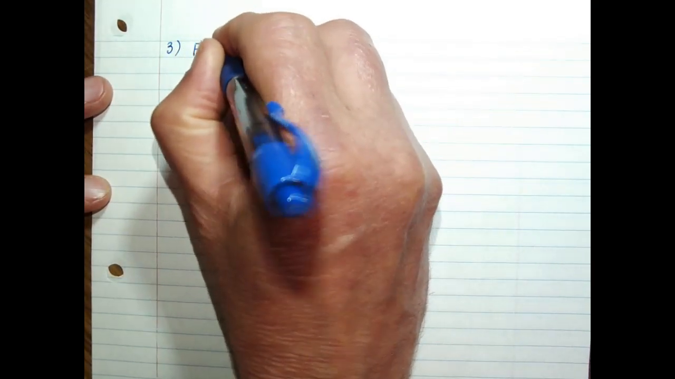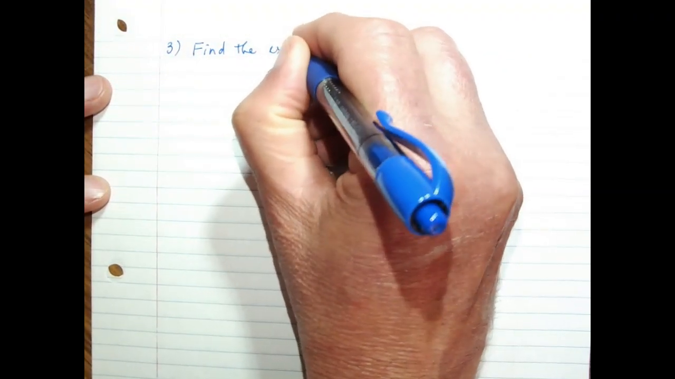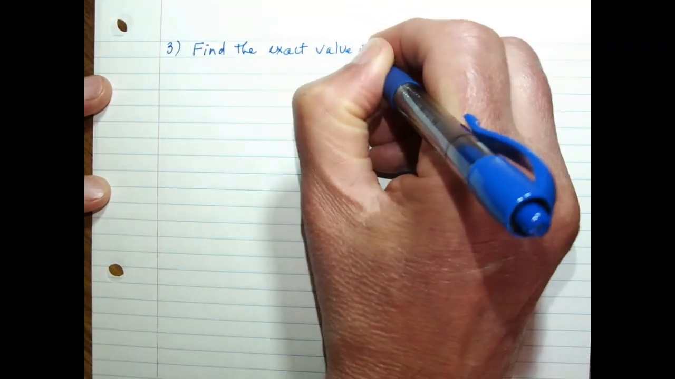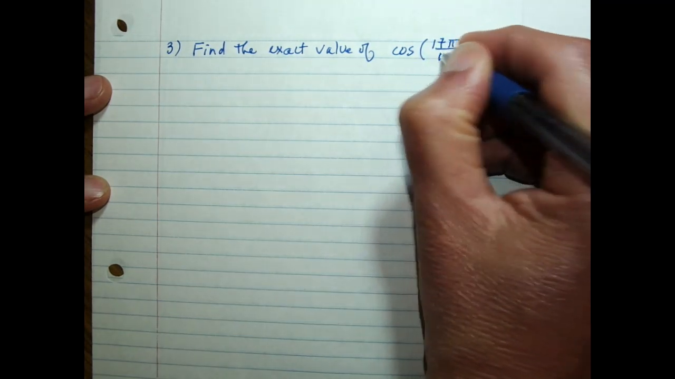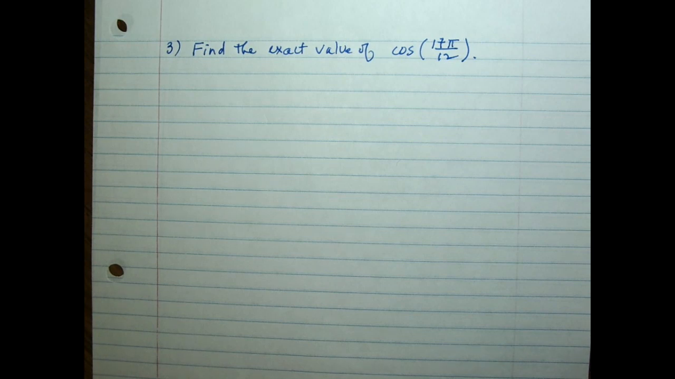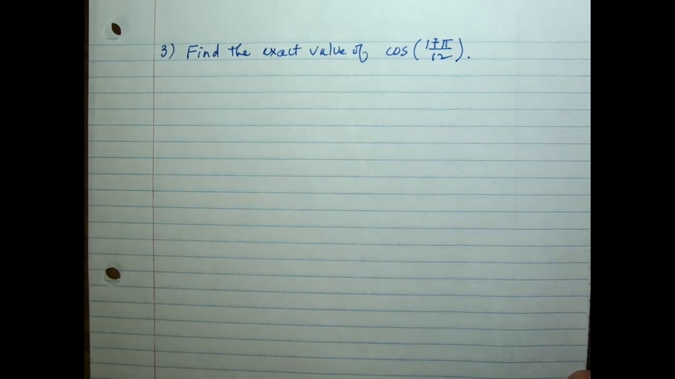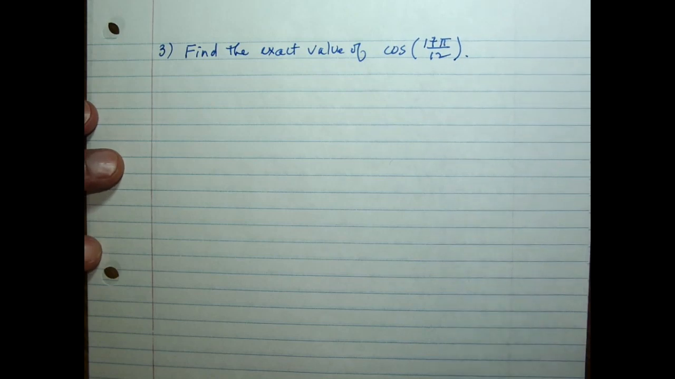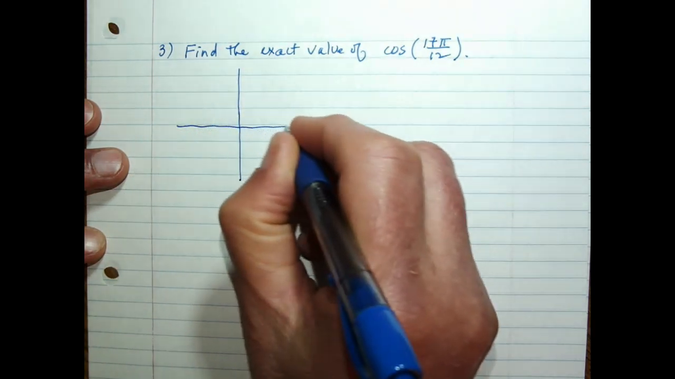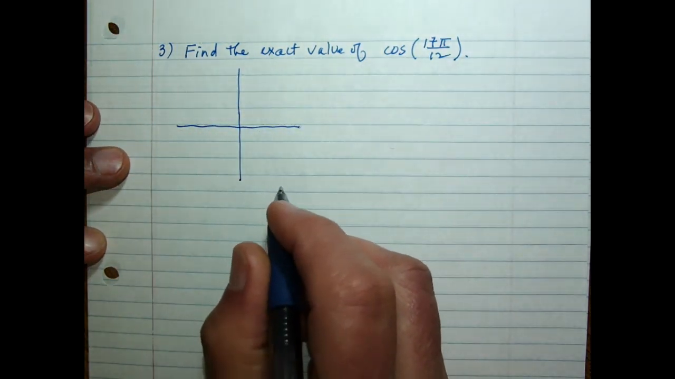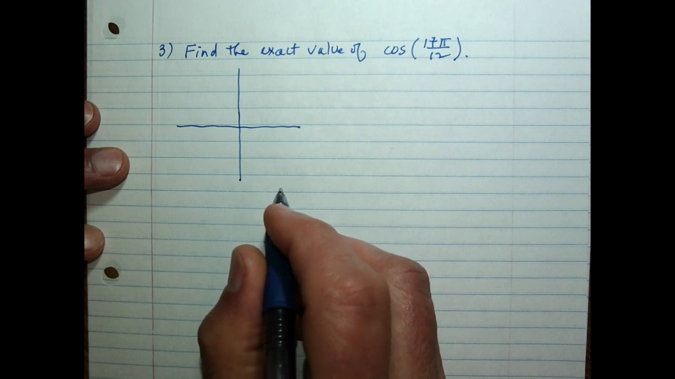Let's do another problem. Number 3, find the exact value of cosine of 17 pi over 12. Okay, now there's going to be a little bit of a twist to this one, because if we're getting to a very large angle or a negative angle, we might want to imagine drawing that angle in standard position. First of all, let's see, 17 pi over 12.